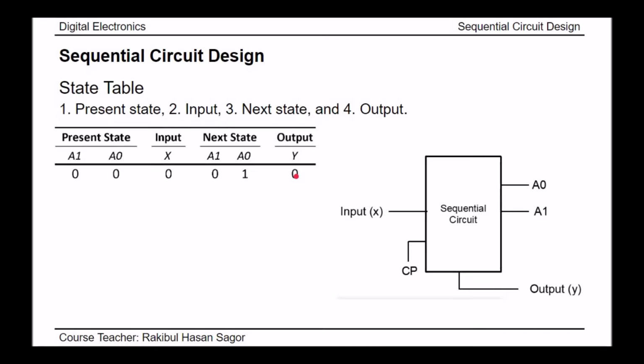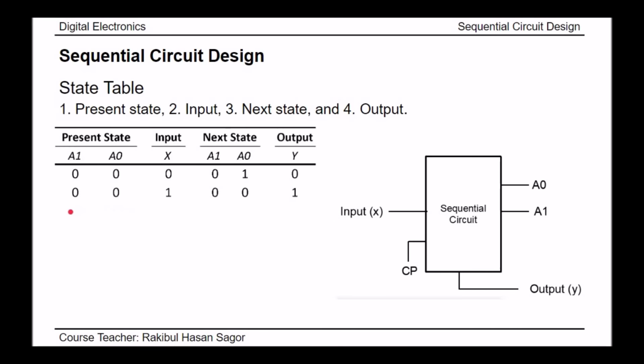Now, if the present state is 0 0, but the input is 1, what will be the next state? We said that the circuit must pause. That means if the present state is 0 0, but the input is 1, it must pause at 0 0. So the next state will also be 0 0, and the output will show 1.